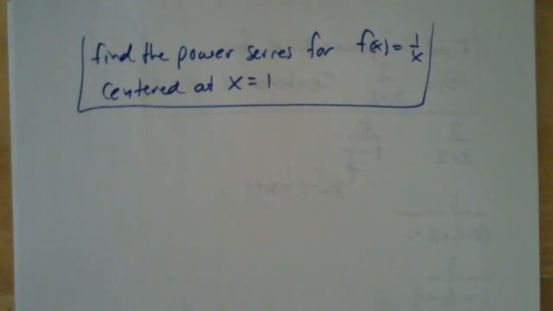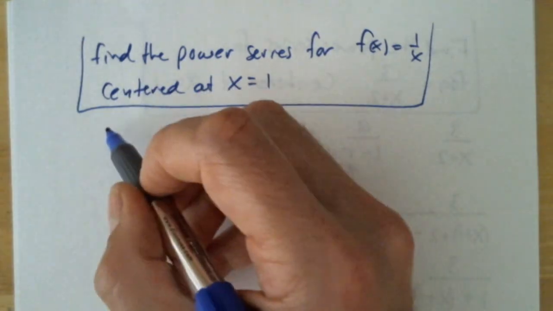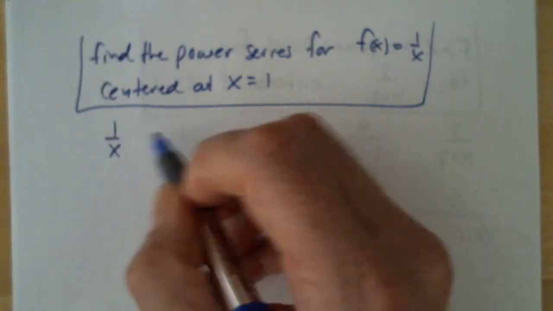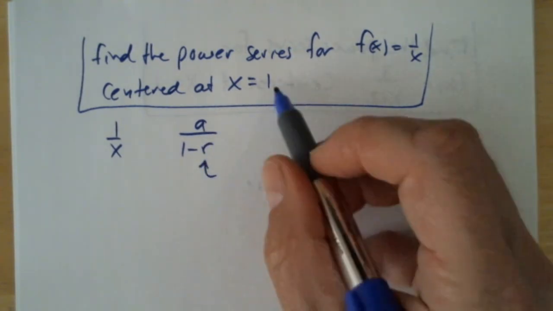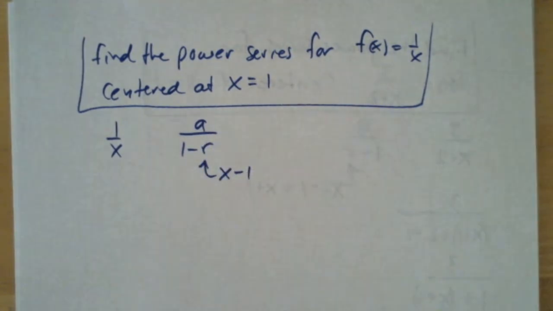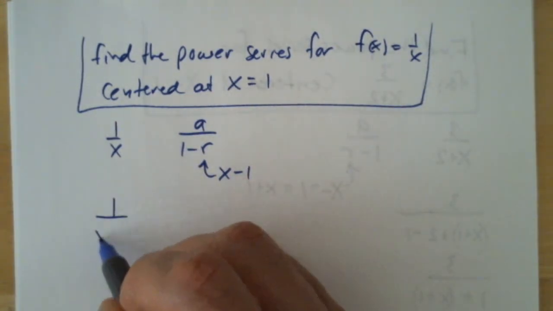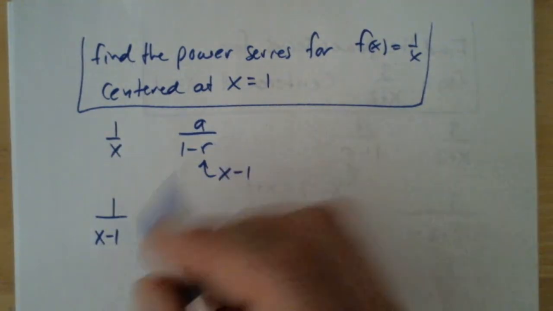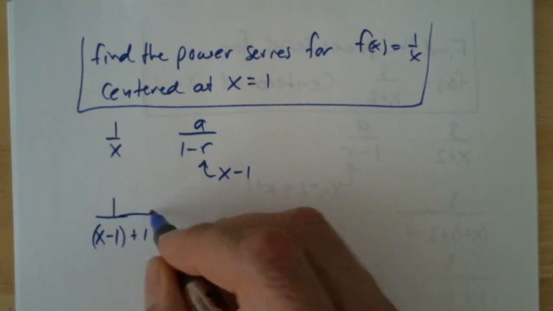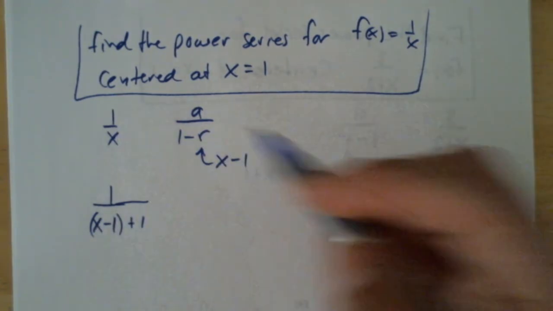Pause the video and try that one. We want the function to look like that, but r needs to have an x minus 1 in it. So let's just put it in there, x minus 1. Replace that with x minus 1 because that's what we want, and then add the thing that we have to do to cancel what we did, so that this is the same as what we started with.